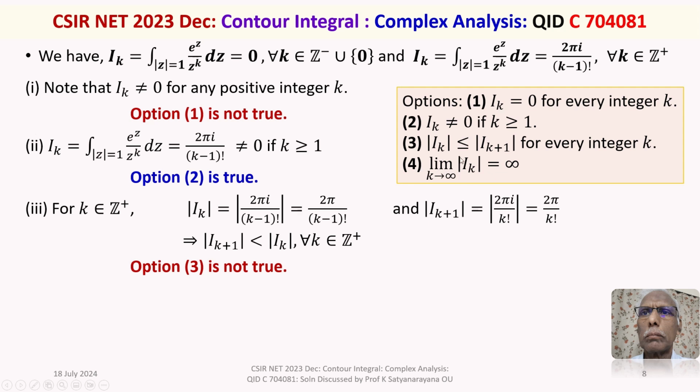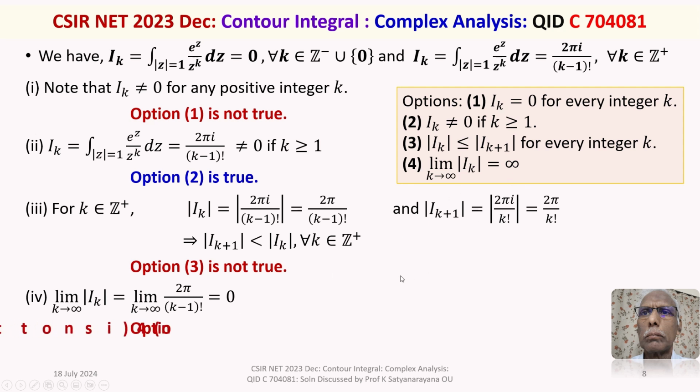So, limit k tends to infinity of |Ik|. |Ik| is 2 pi by (k minus 1) factorial. As k tends to infinity, 2 pi by (k minus 1) factorial tends to 0. But here it is given as infinity. Therefore, option 4 is also not true. So the limit is 0, but it is given to be infinity. Therefore, option 4 is also not true. So, the answer to this question is option 2.